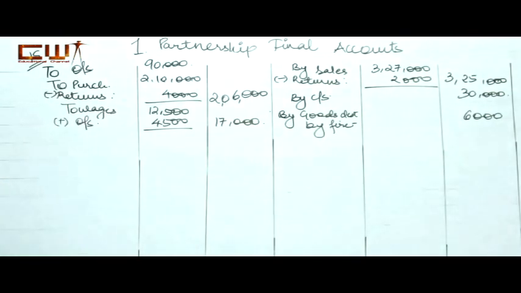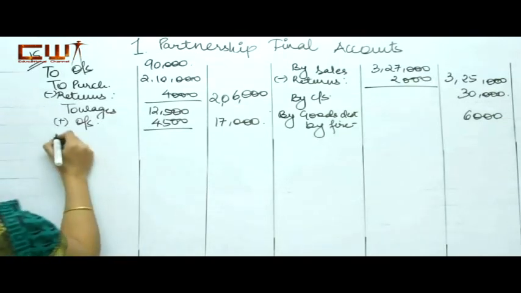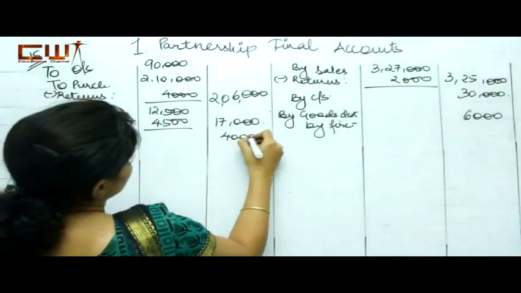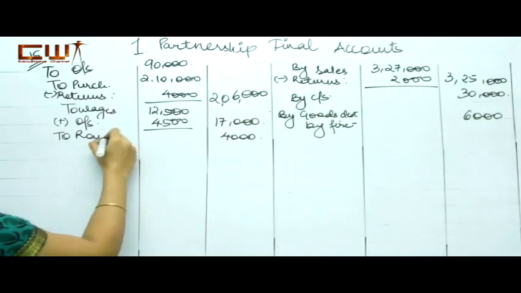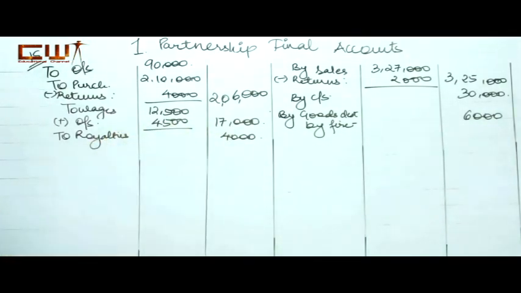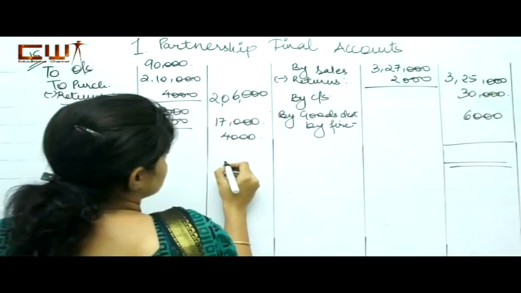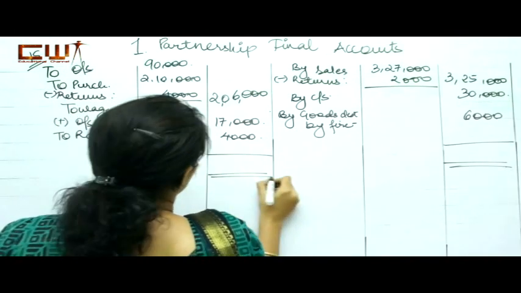Alright. Now next what you have? Royalties. Royalties given to you in the question is 4,000. Write the royalties 4,000. To royalties how much? 4,000. Alright, so royalties is done 4,000. Anything else that is to be included? Outstanding expenses you have done, insurance, that will come down. Alright, now you have to find out 3,25,000. Add it up here, close it.